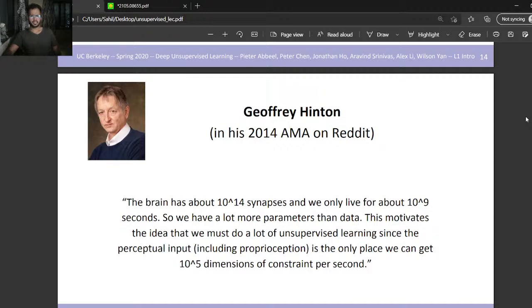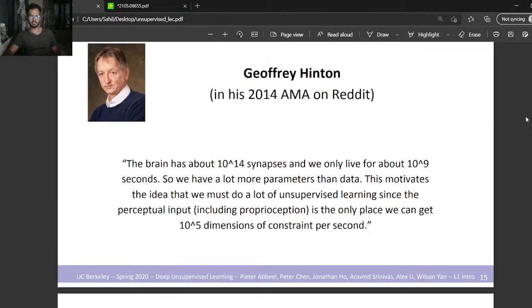So his main idea is that even as humans, we have a lot more parameters than we can absorb data, and hence we are lacking the same parallel in our deep learning paradigm, and we need unsupervised learning. We need to push unsupervised learning to get a better understanding of what understanding actually is.